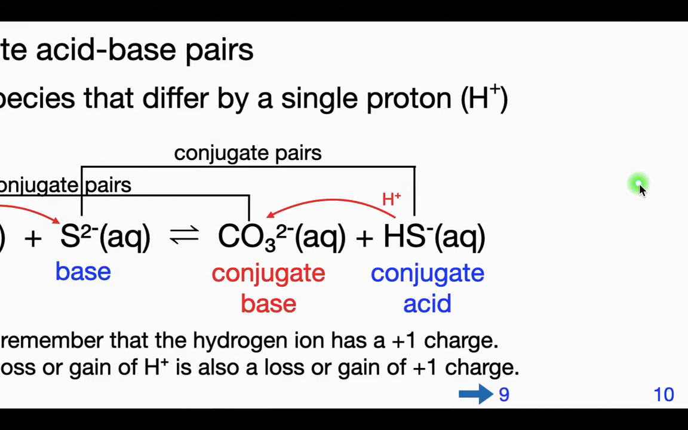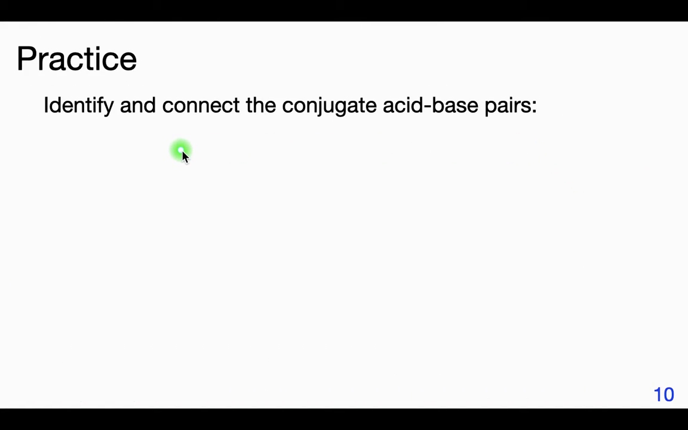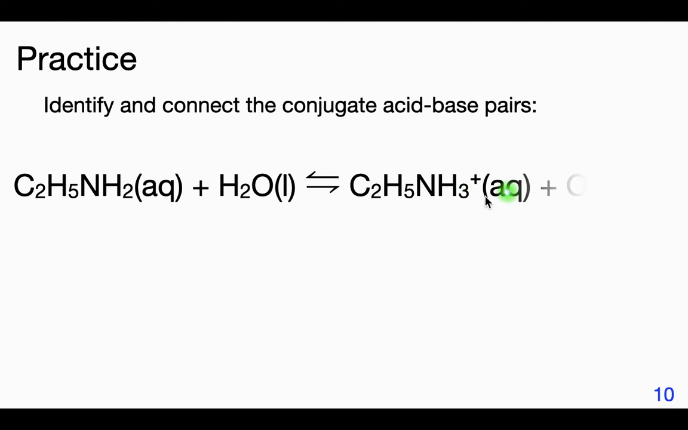Okay, I know what you want to do. You want to practice. So identify, and you have homework just like this. Identify and connect the conjugate acid-base pairs in this reaction. All right, so now what you want to do is look on both sides of the reaction, see what lost a hydrogen ion, what gained a hydrogen ion, and label the acid-base, conjugate acid and conjugate base. Why don't you pause the video and see if you can do it yourself, and I will do it in 5, 4, 3, 2, 1.